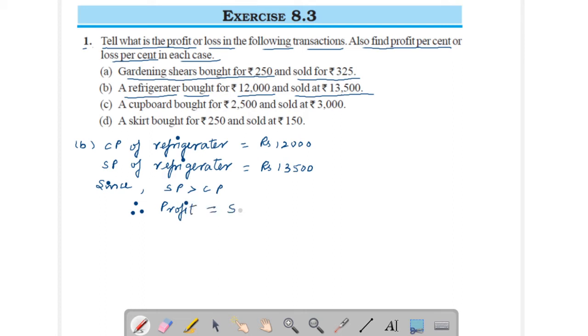Profit is given by SP minus CP. Put the values. Rupees SP is 13,500 minus CP is 12,000. Solve this. You will get rupees 1,500.